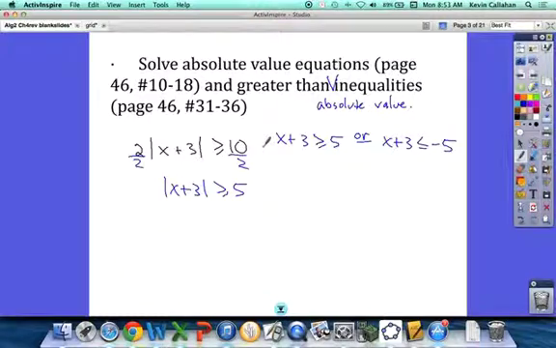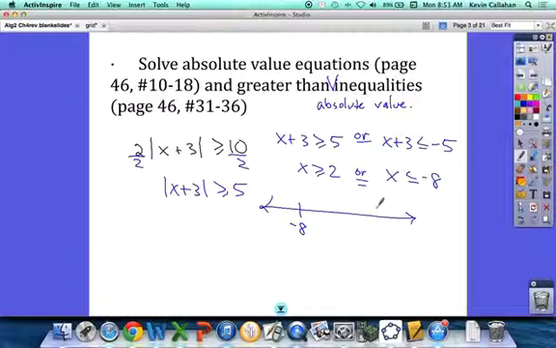Okay, solve them both. Subtract 3. X is greater than or equal to 2. X is less than or equal to negative 8. And there's an or. Okay, what does that look like on a graph? Right? So if the negative 8 is there and the 2 is there, is it open or closed circle? Because it's or equal to, it's closed circle on both of those numbers, right?